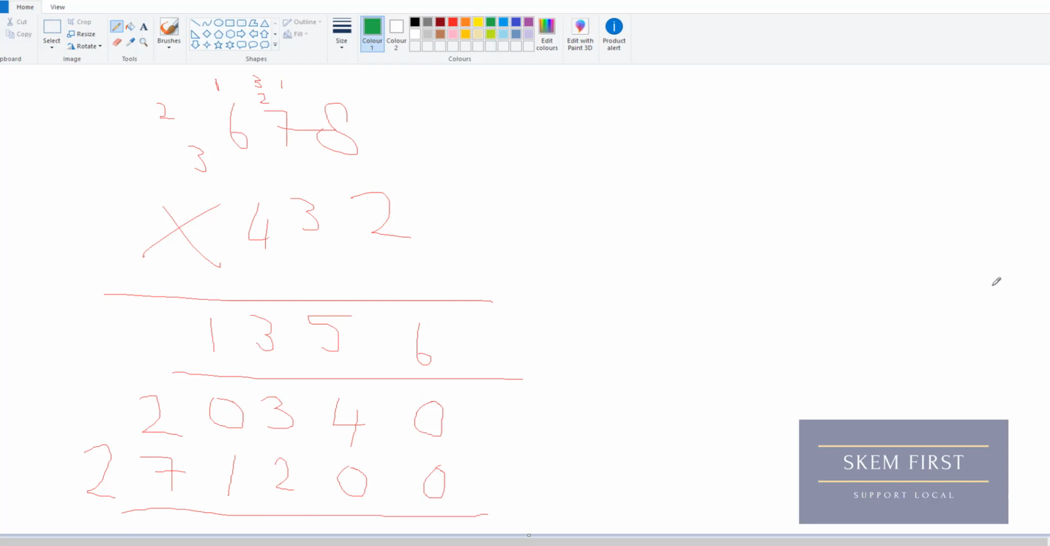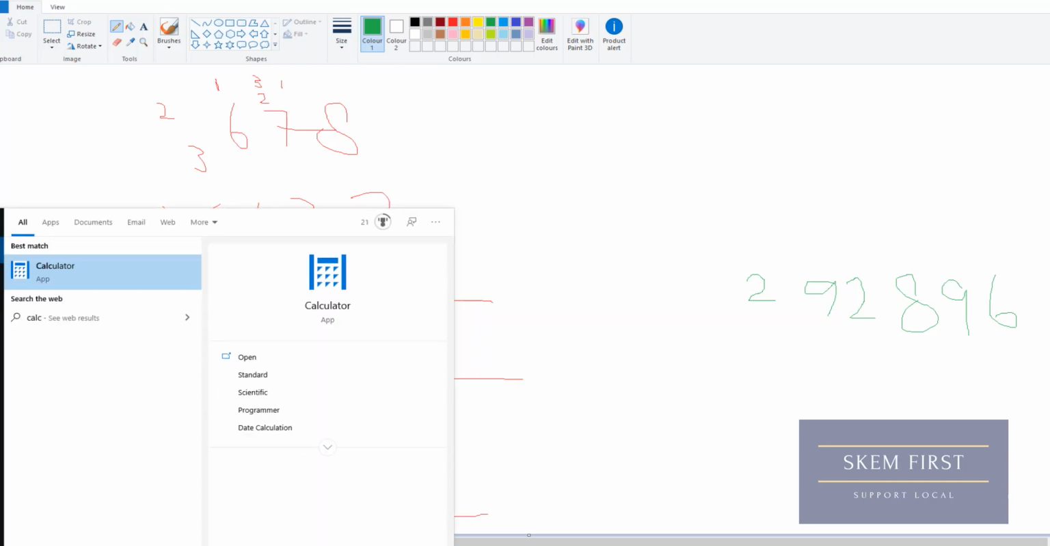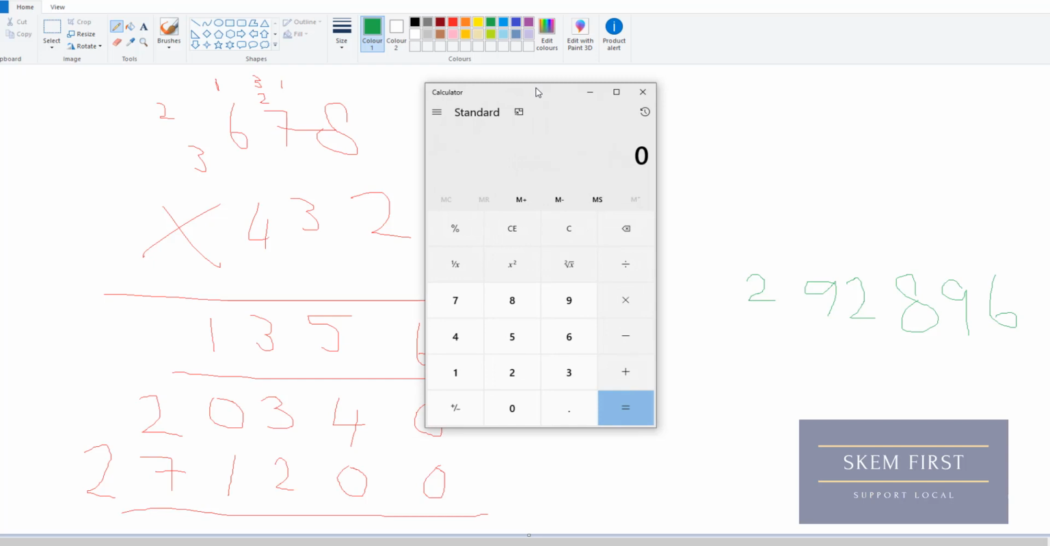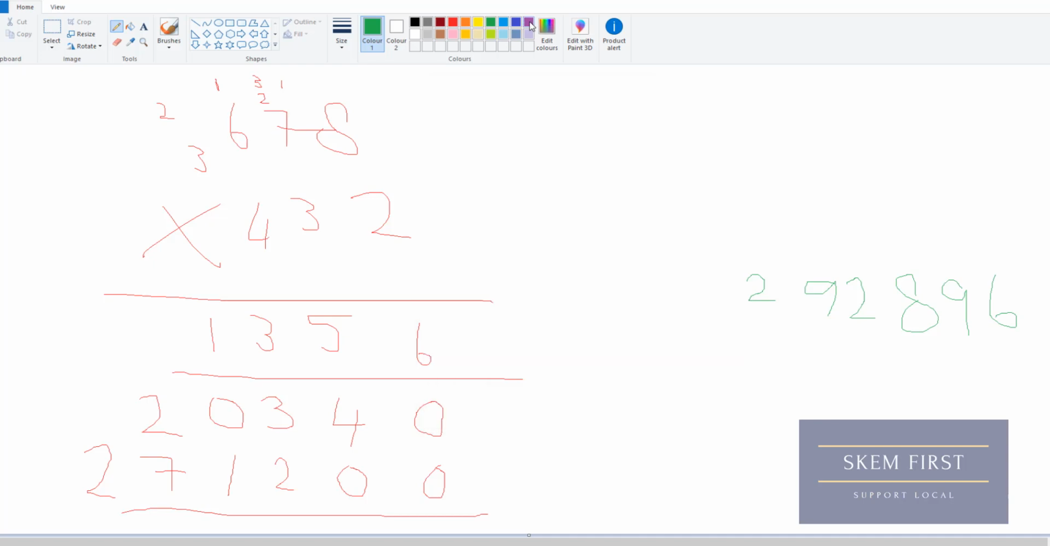So 6 plus 0 is 6. 5 plus 4 plus 0 is 9. 3 plus 3 plus 2 is 8. 1 plus 0 plus 1 is 2. 2 plus 7 is 9. And finally, 2 on its own. If I've done that correctly with the right carrying and the right calculations, 678 times 432 should be 292896, which is that number exactly there.